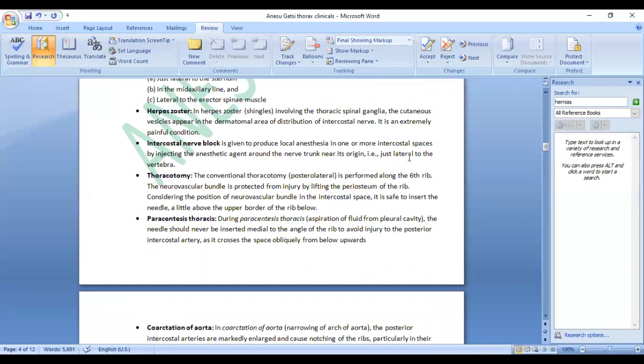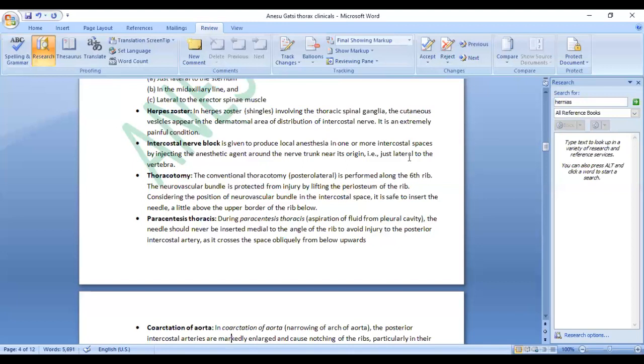Then you have what is known as thoracotomy, and it is performed along the sixth rib. The neurovascular bundle is protected from injury by lifting the periosteum of the rib. And so considering the position of the neurovascular bundle in an intercostal space, that is the vein more superiorly than the artery, than the nerve, it will be safe to insert this needle a little above the upper border of the rib below, where you only find probably the collateral branches.